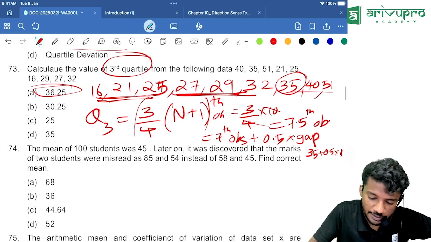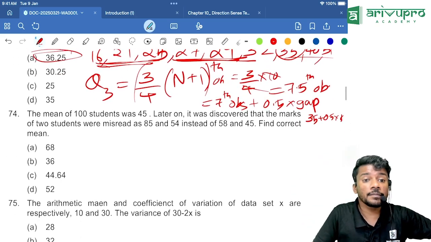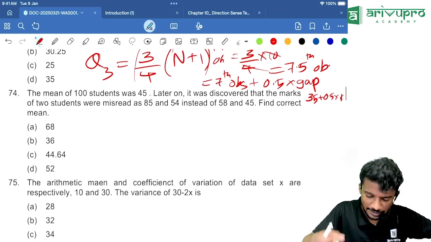Next one. Q3 only they asked, right? Yes, fine. None of this is there, then we'll go for that. Yes. I will check this question again.